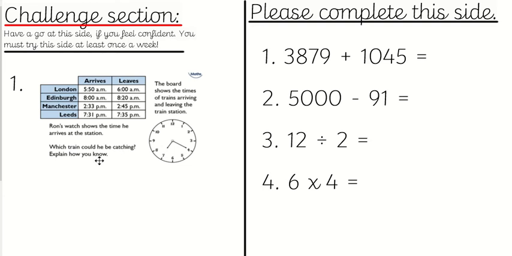Explain how you know. So the first thing that we need to do is work out what time his watch is showing. So remember, the small hand is the hour hand. So what hour is it pointing to? And what time is this one showing? This one is the minute hand.